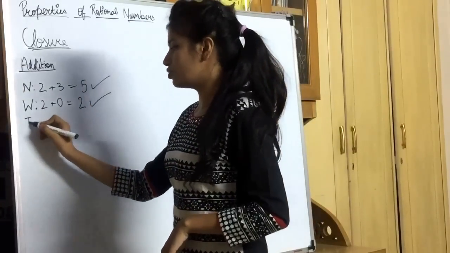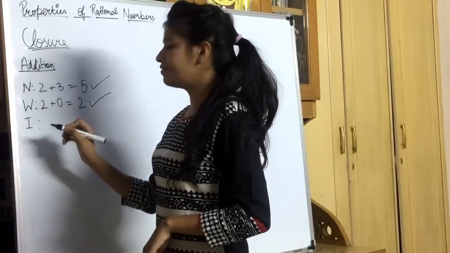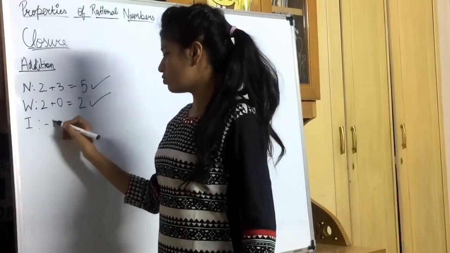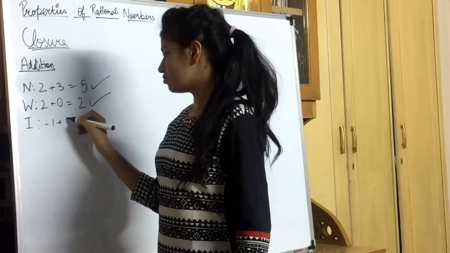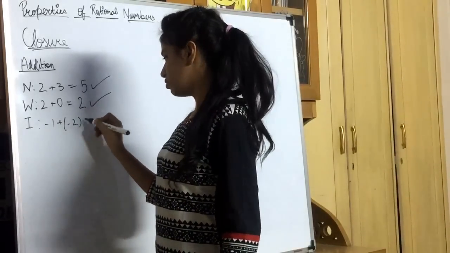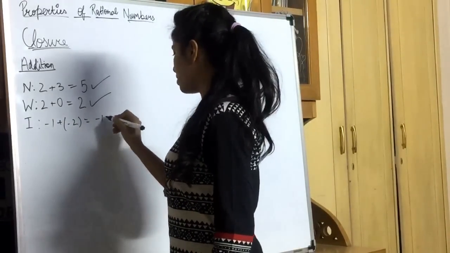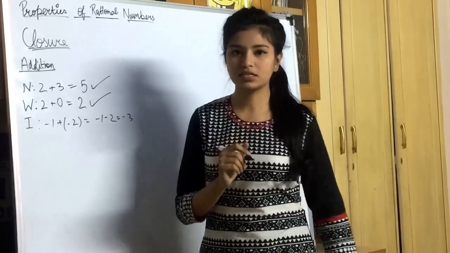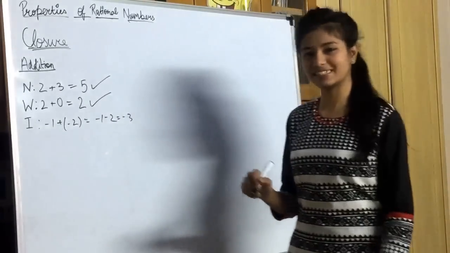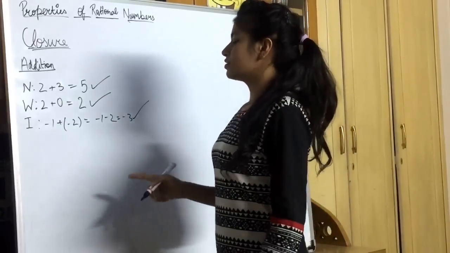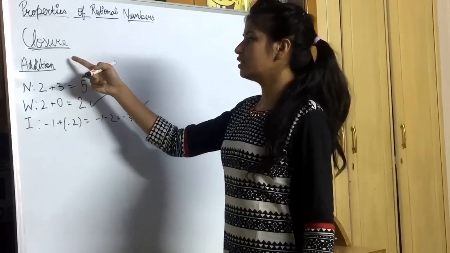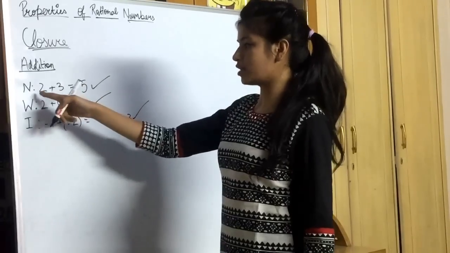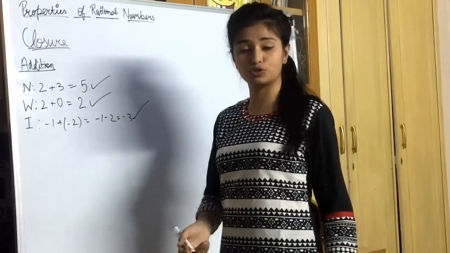Then we see for integers. If we have an integer, say minus 1 plus minus 2, this becomes minus 1 minus 2, that becomes minus 3. Is minus 3 an integer? Yes, it is. So closure property of addition for natural numbers, whole numbers and integers holds true.